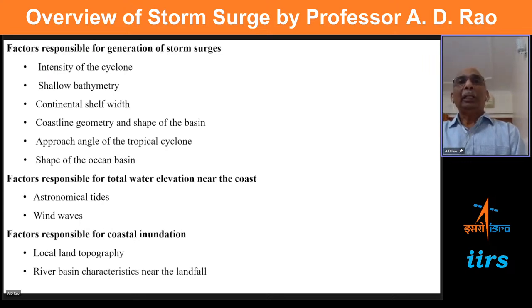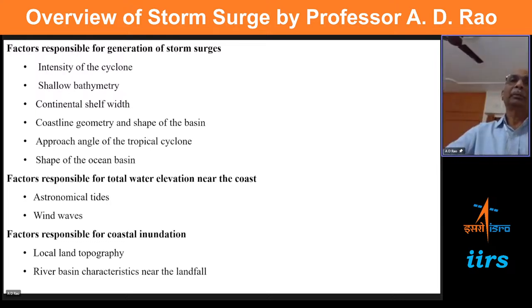Now I have just listed out some of the factors responsible for generation of storm surges. First, as I said, intensity of the cyclone. As I said earlier also, if the cyclone is more intense in terms of pressure drop, then you can say that it is more vulnerable. Another one is shallow bathymetry. If the cyclone passes through deep waters, it doesn't create much waves. There are long waves, but it's not that harmful. But particularly in shallow waters, the waves which are generated are larger.